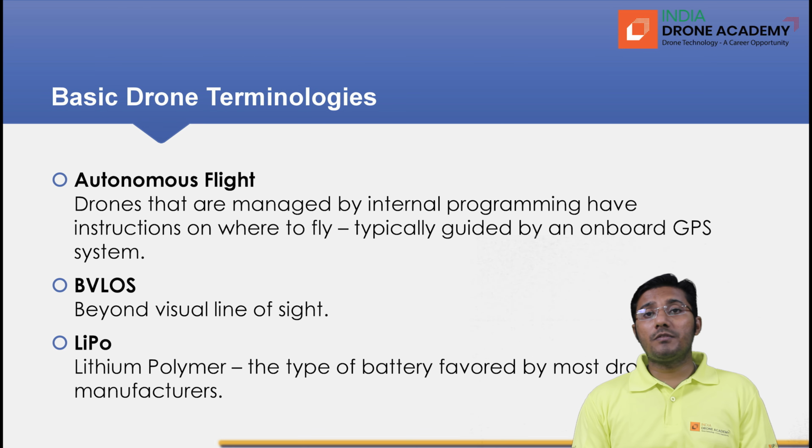These types of drones that have autonomous capability are guided by an onboard GPS system. BVLOS is an abbreviation for Beyond Visual Line of Sight operations. LiPo stands for lithium polymer. This is a type of battery which most of the drones currently are using.